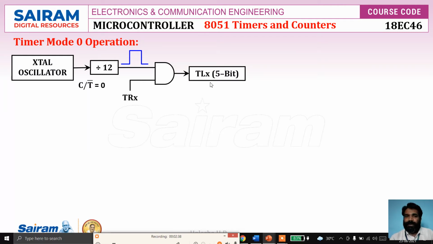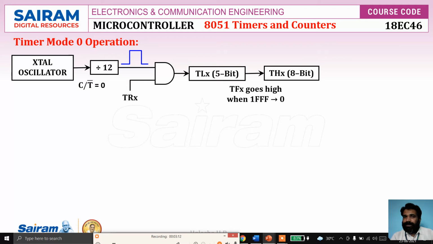It keeps counting. The maximum count is 5 ones, which in decimal is 32. The output of TLX is connected to THX, which is used as an 8-bit counter. So the source for THX is the machine cycle frequency divided by 32 by TLX, and that is connected to THX. So THX is 8-bit here.